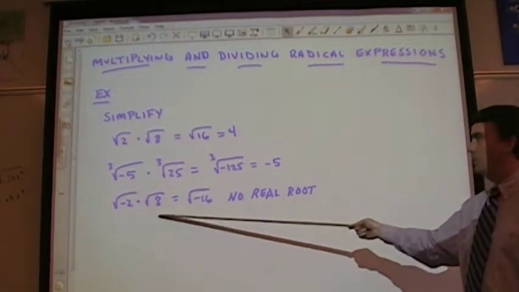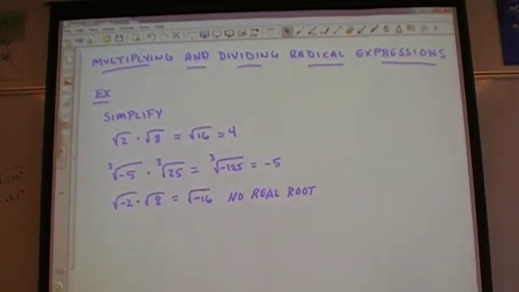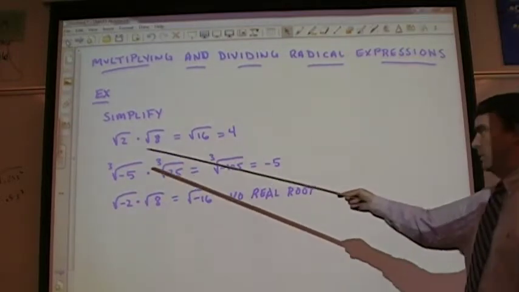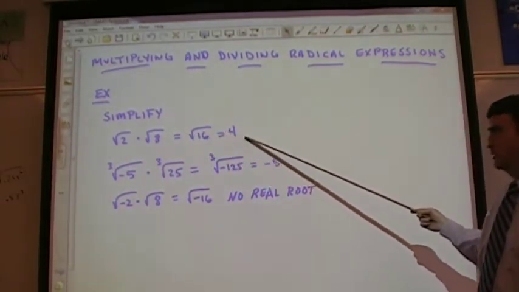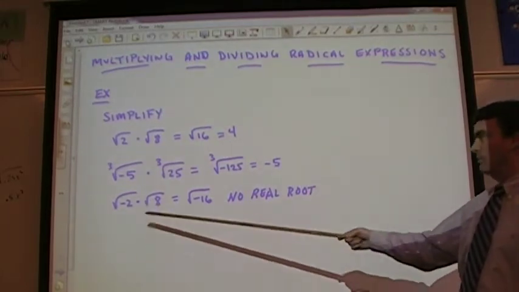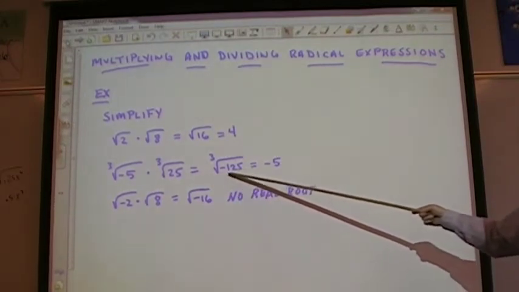Simplify these three problems. Square root of 2 times square root of 8. There are a couple ways you can do it. You can multiply the numbers underneath and simplify from there, which is what I did. The other way, you could simplify each radical and then multiply. So I could have simplified square root of 8 first, but it makes more sense in this one especially to just multiply these two numbers to get 16, because then I know the square root of 16 is 4. Same thing down here, I just multiplied the two radicals to get negative 125.